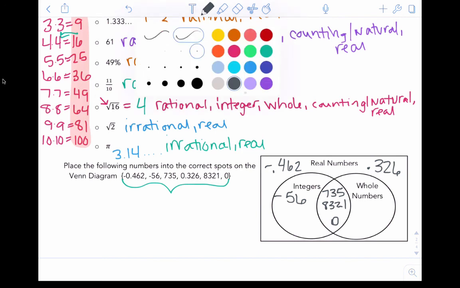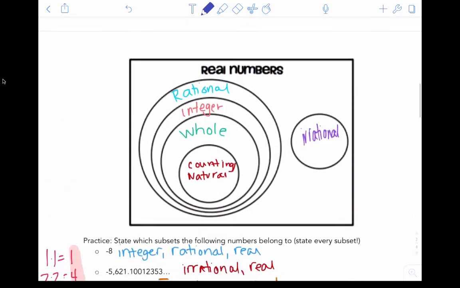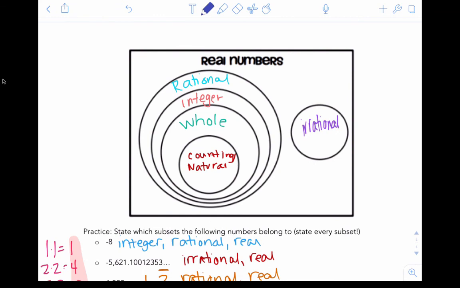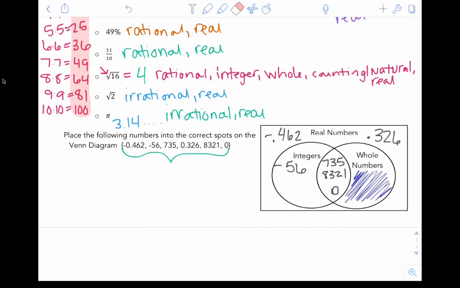One thing I want to point out real fast is no numbers landed right here in this spot. So take just a moment and think through why you think no numbers landed there. If we look back to our diagram of the real number system, notice that our whole numbers circle is completely inside of the integer circle. So any number that is a whole number is also going to be an integer. There's not a single number that's a whole number and not an integer, which is why no numbers landed in that position.